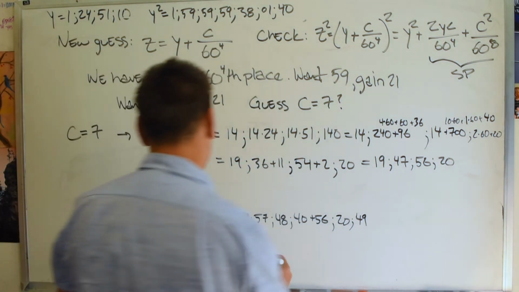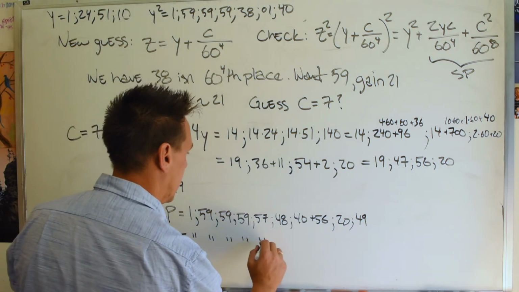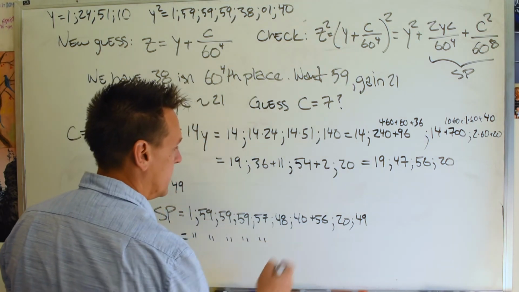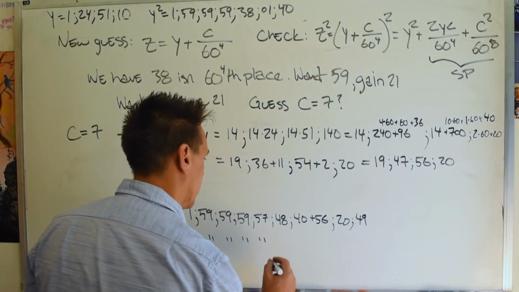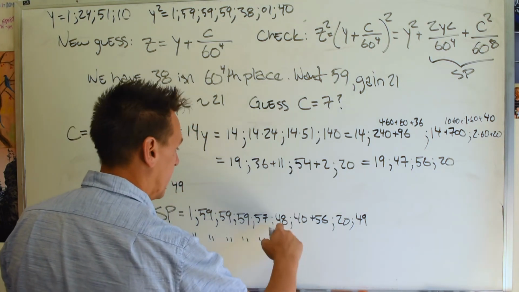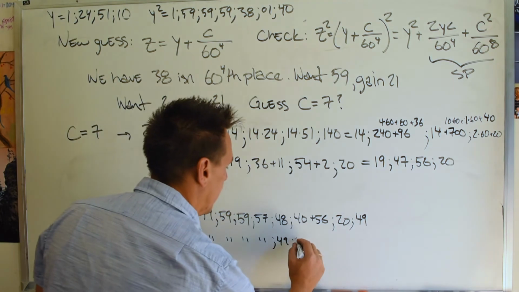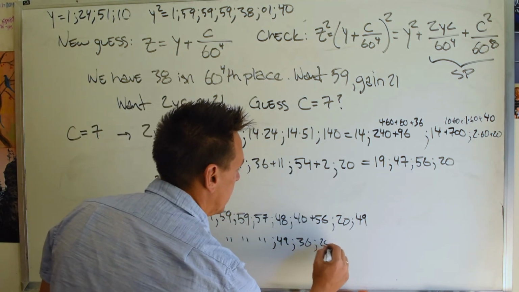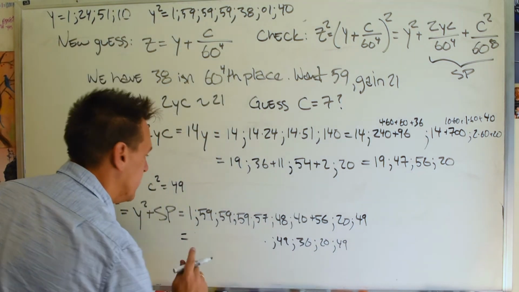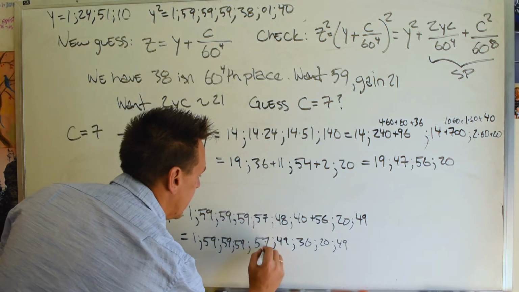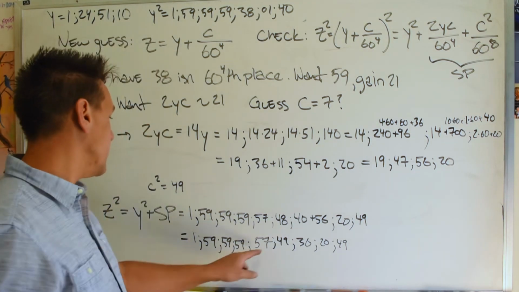All right, so let's see, 40 plus 56. 40 plus 56 is 96, which is 60 and 36. So I get one more over here. 49 and then 36, 20, 49. Maybe I should just go ahead and write 7. Okay, so that's pretty close. I almost got to 59 there.